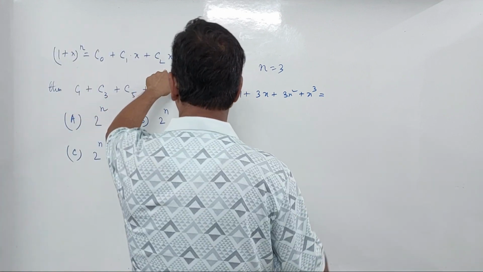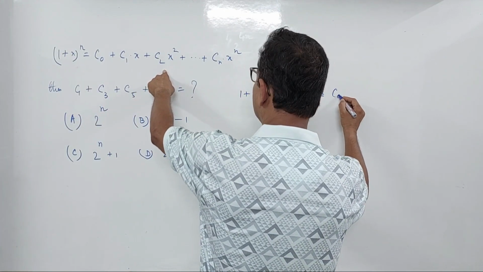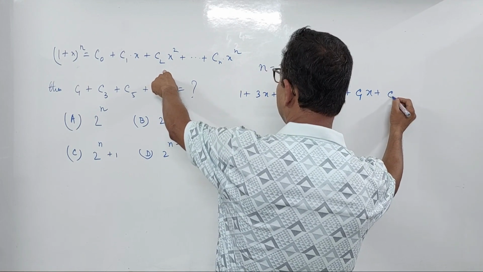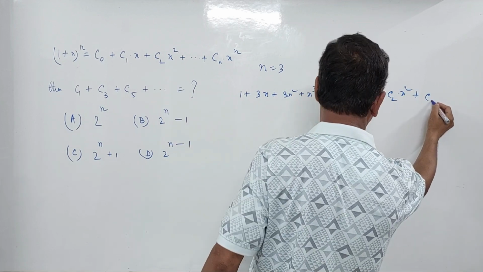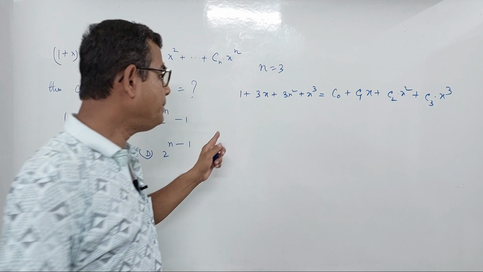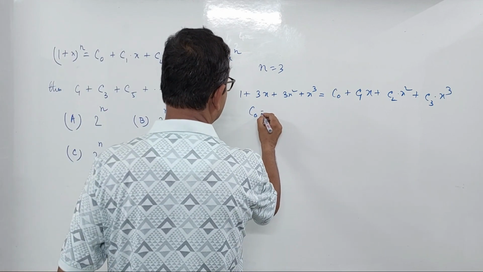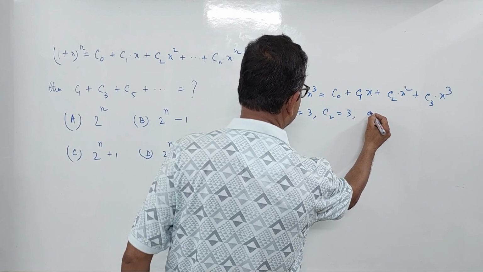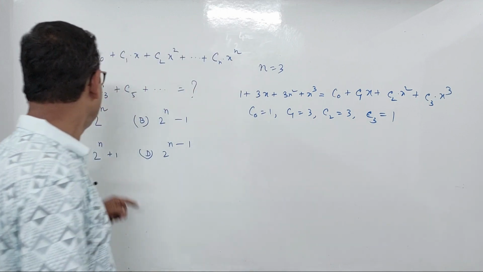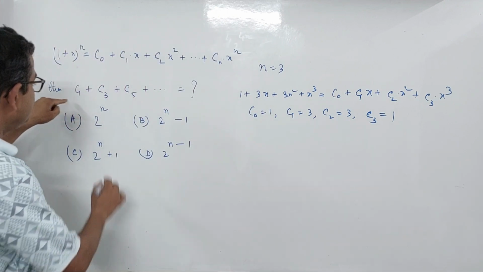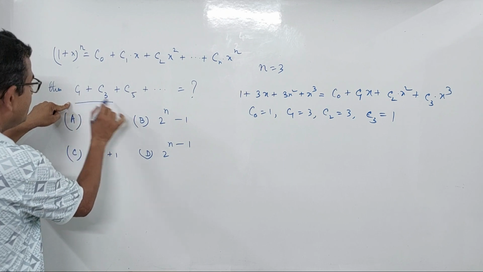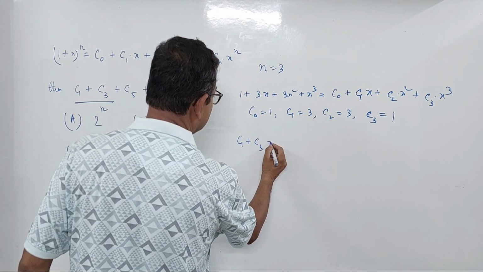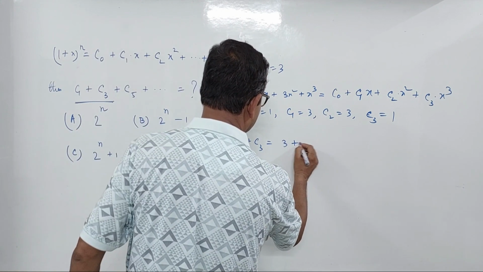for n equal to 3, that is we can write here c0 + c1x + c2 x² + c3 x³. Now comparing both sides, we get c0 equal to 1, c1 equal to 3, c2 equal to 3 and c3 equal to 1. Now for n equal to 3, we have to find the value of c1 + c3. So c1 + c3 equal to 3 + 1, that is 4.